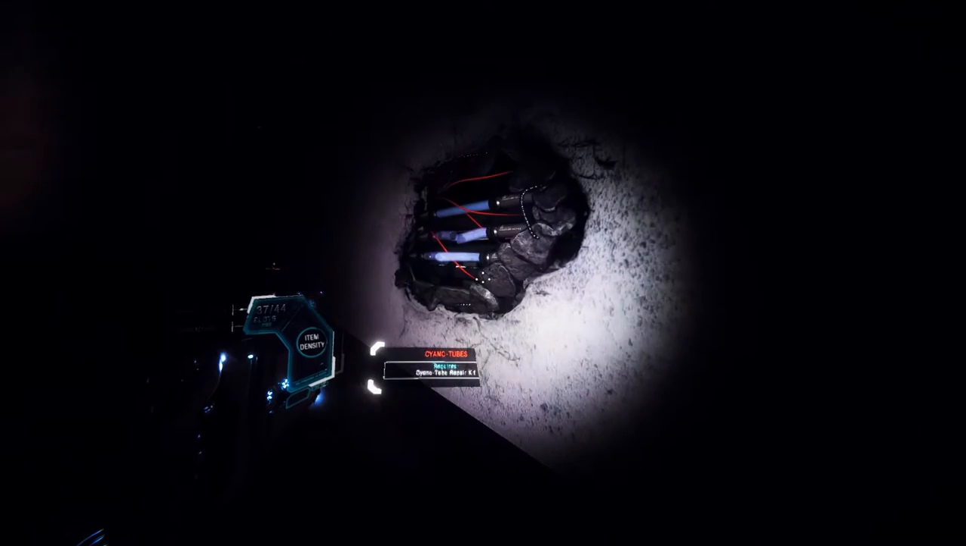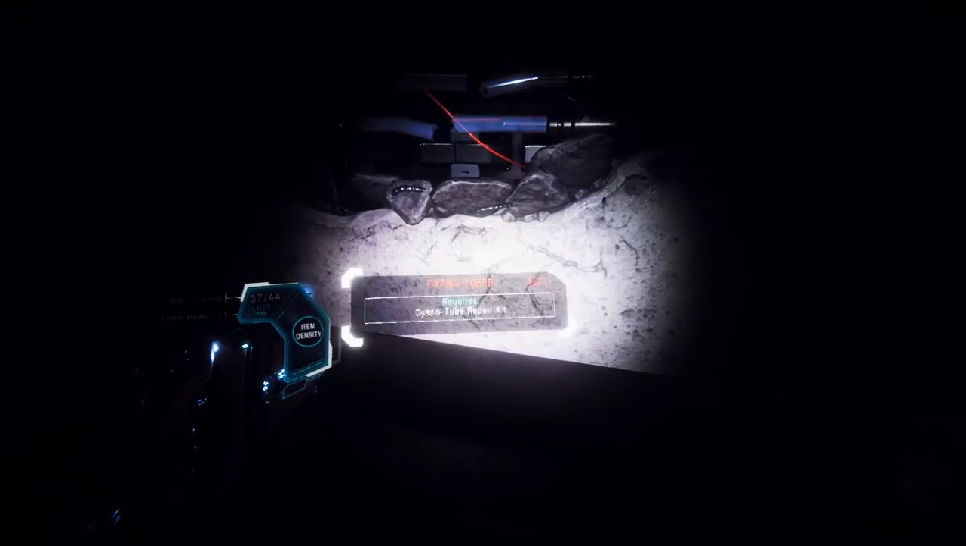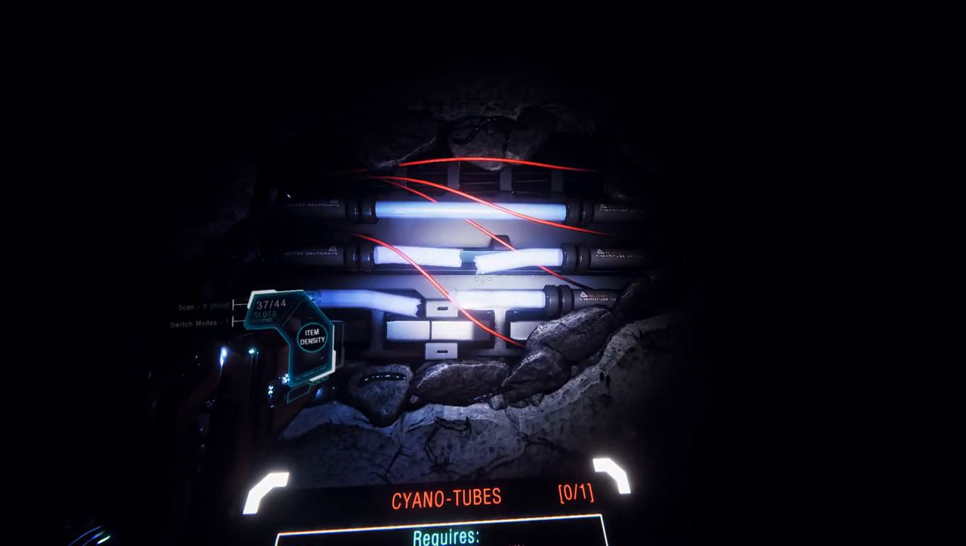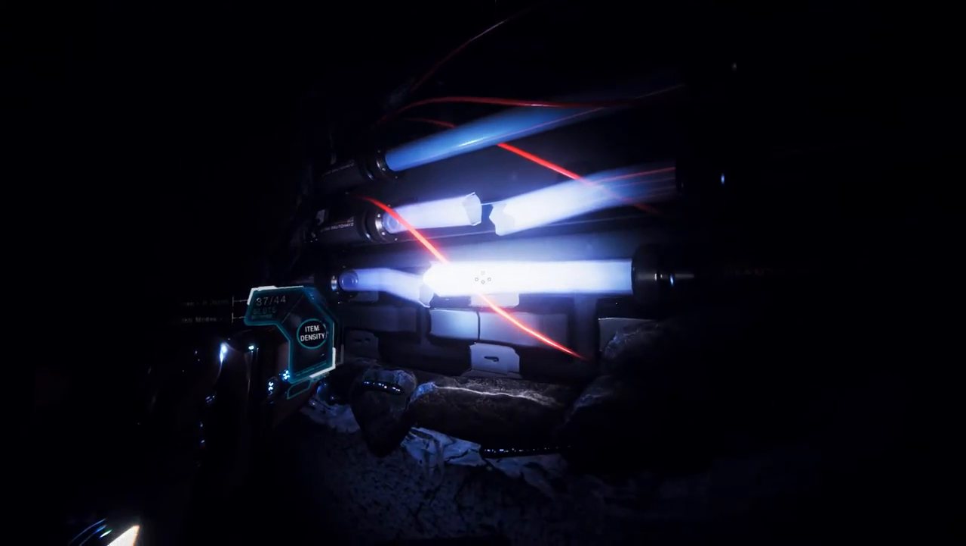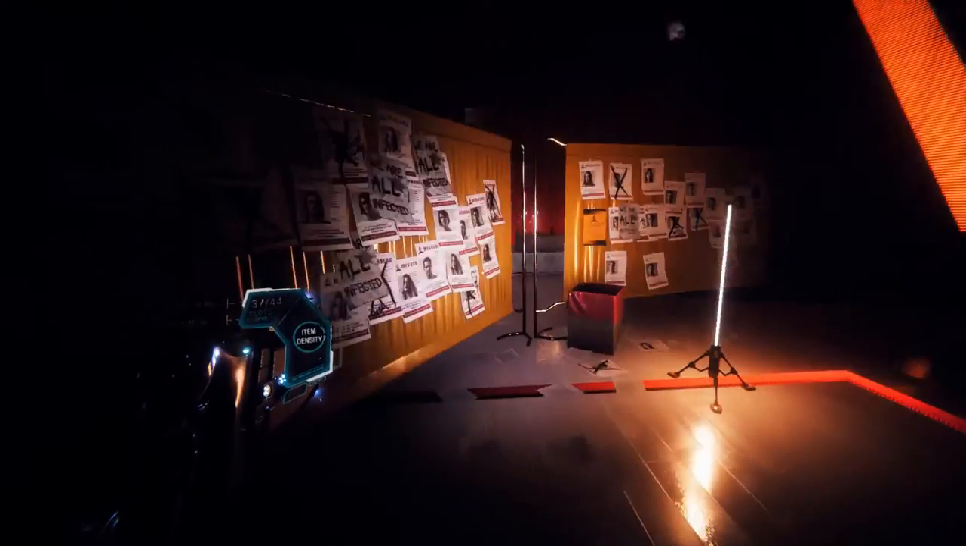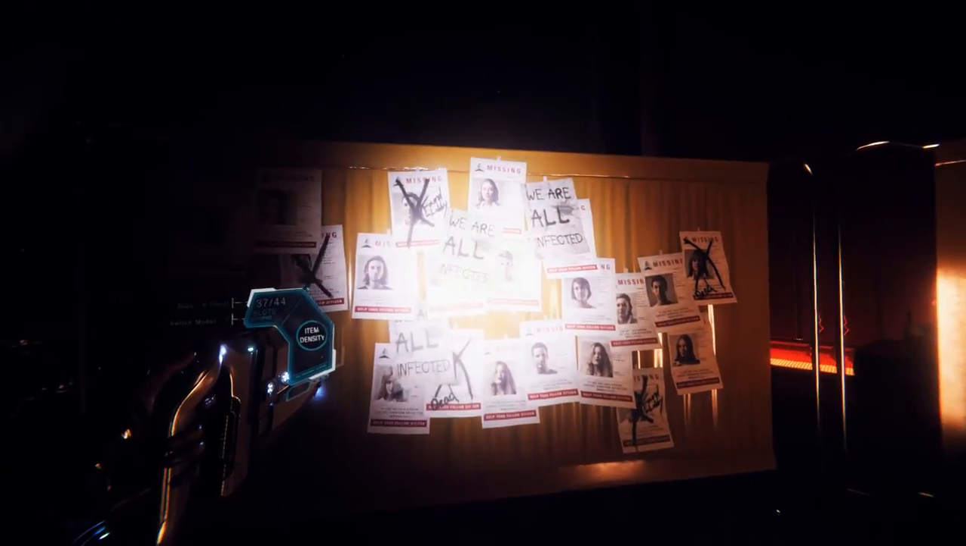Interesting-ish. What is this? Cyanotubes. Require cyanotube repair kit. We definitely don't have that, huh? Okay, and I don't even know what that would look like. Okay, let's go check out this trash can and what's written on these divider things.